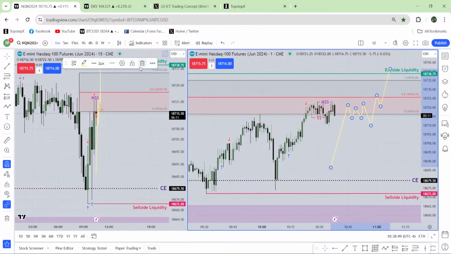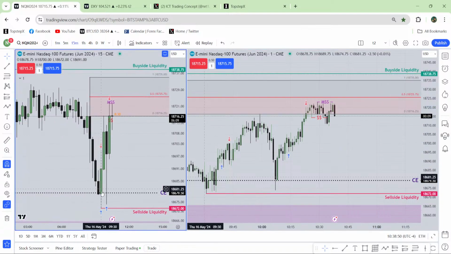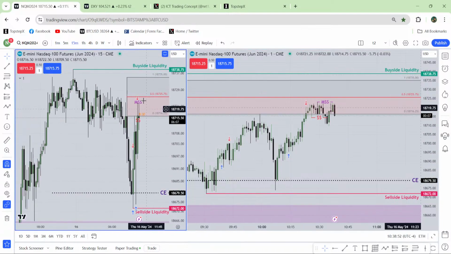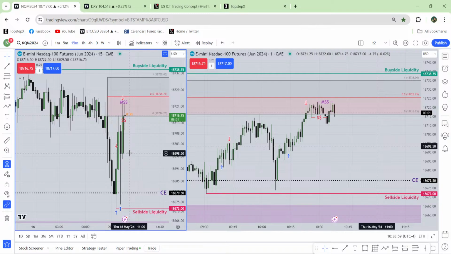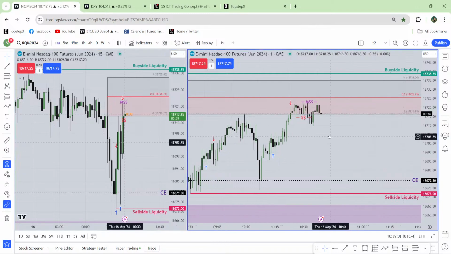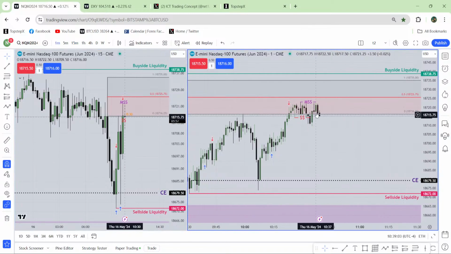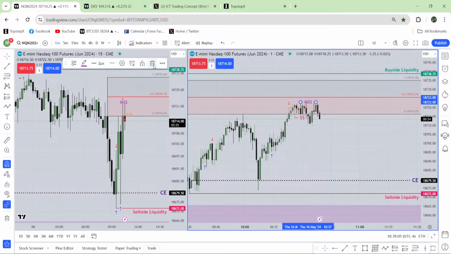Just look at this 15-minute chart over here. Just look at this price action. All of this price action. It's not perfect, not even beautiful, not even good. Nothing. Just bad price action. So we should not trade in this type of situation. Not valid anymore. Remove it.